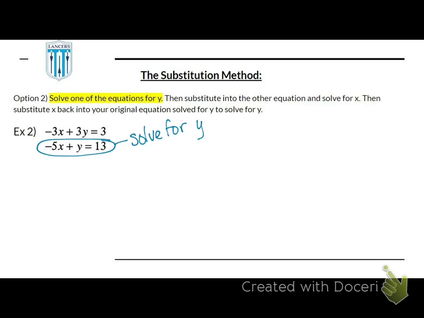Somebody other than Jasha and Jermila, tell me how I'm going to get y alone here. Add 5x on both sides. Again, you can put 5x plus 13 or 13 plus 5x. Since we're not graphing it, it doesn't really matter which order it's in. The y is alone, so you're done with that part of it.